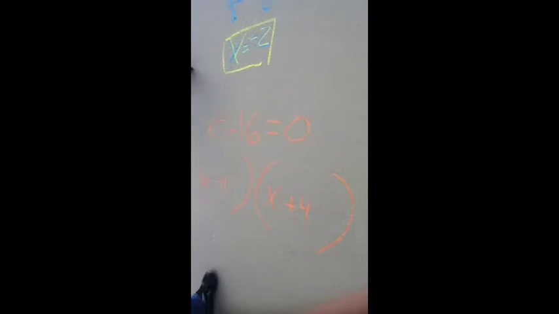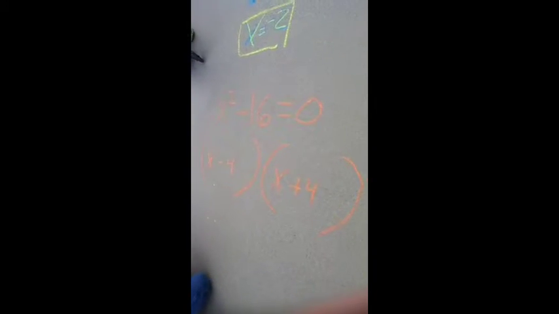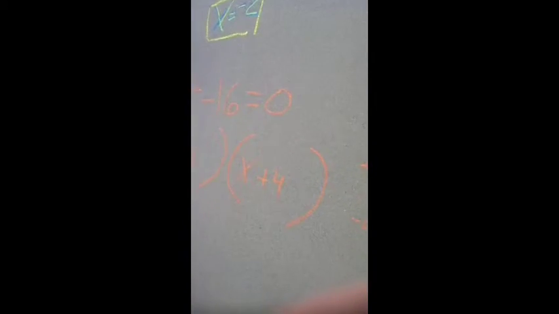Make them equal. So it'll be x plus 4 equals 0, and x minus 4 equals 0. Okay. Or you can just switch the signs, and it would be x plus 4 and x minus 4. You can just write that down.